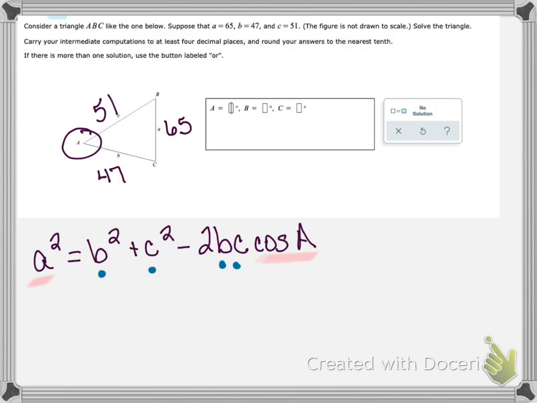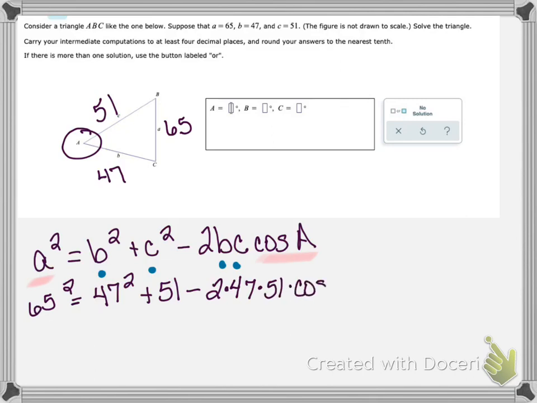So now I'm going to plug these numbers into my law of cosines. My A value is 65, so I've got 65 squared. My B value is 47, so I have 47 squared. My C value is 51. And then I've got minus 2 times 47 times 51, and that is multiplied times the cosine of A. Now, we don't have the cosine of A, and so that is actually what we are trying to find, is the cosine of A.